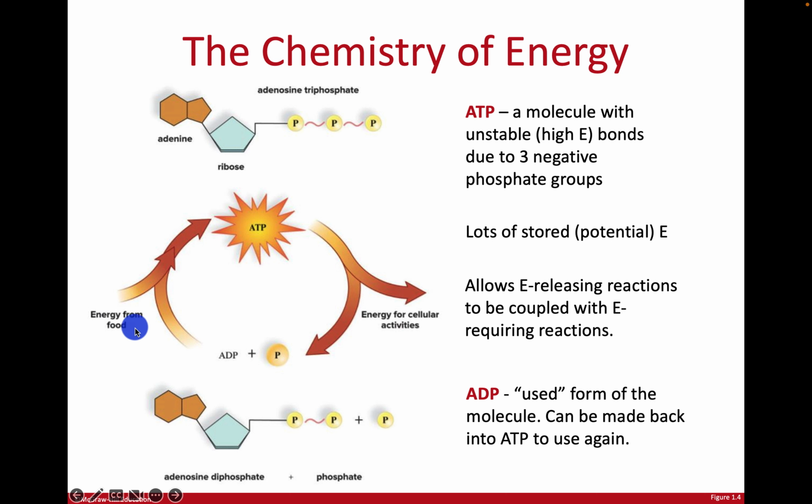Of course, adding the phosphate onto the molecule requires energy, and that energy we get from food. That's what food does for us. It gives us molecules to build our bodies, and it gives us molecules for energy. And really, when we talk about food giving you energy, this is what we're talking about. Food giving you the ability to make ATP from ADP and phosphate.